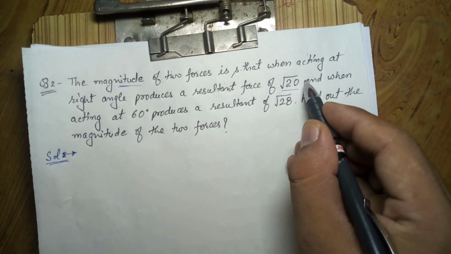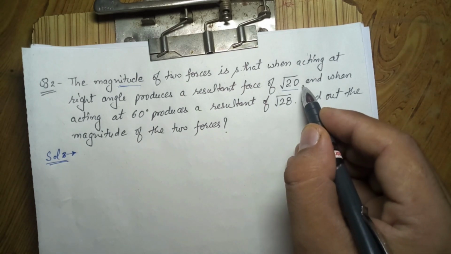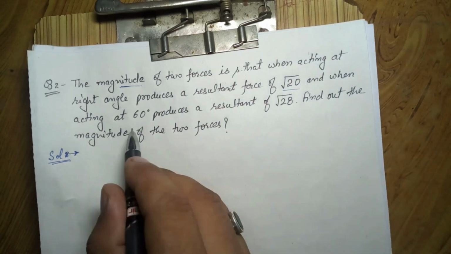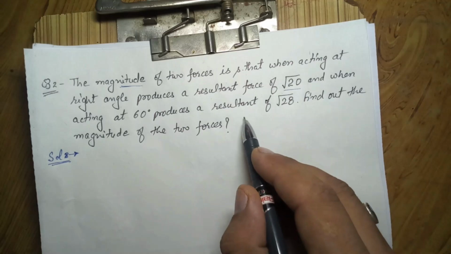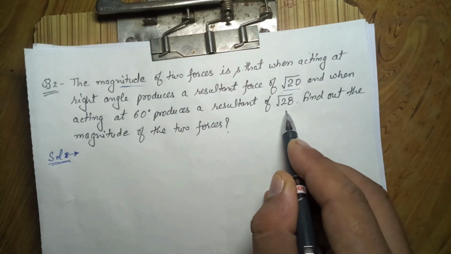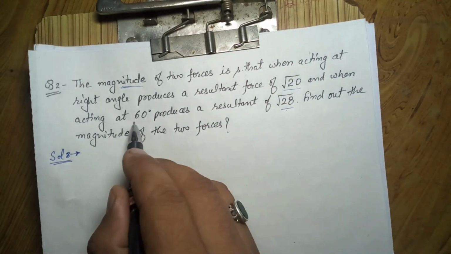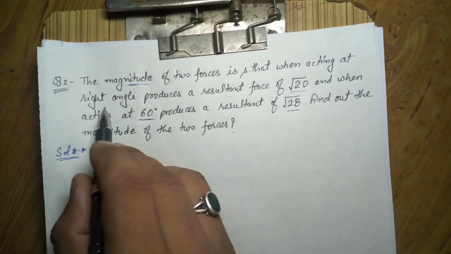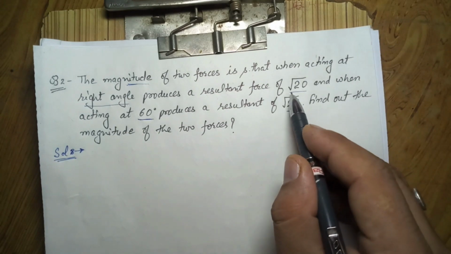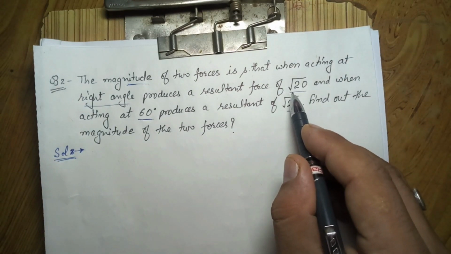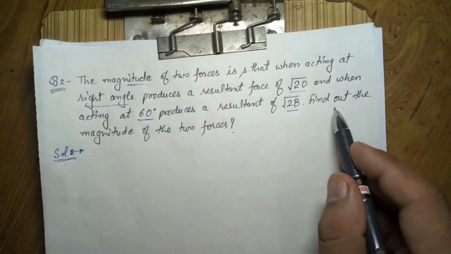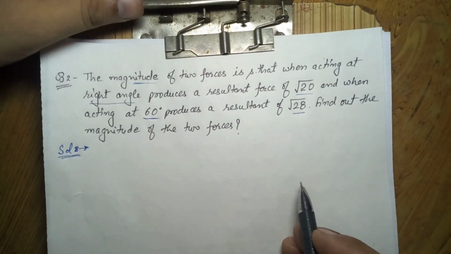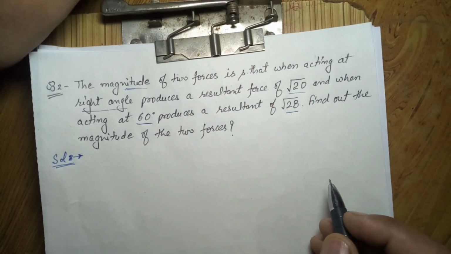Now it may be kilonewton, it may be newton, as it is not given, so we can go with newton. And when acting at 60 degrees it produces a resultant of under root 28. Angle is given as 60, then resultant is under root 28. Angle is given as right angle, meaning 90 degrees, then resultant force is under root 20. Find out the magnitude of the two forces. Now, how can we solve this question?